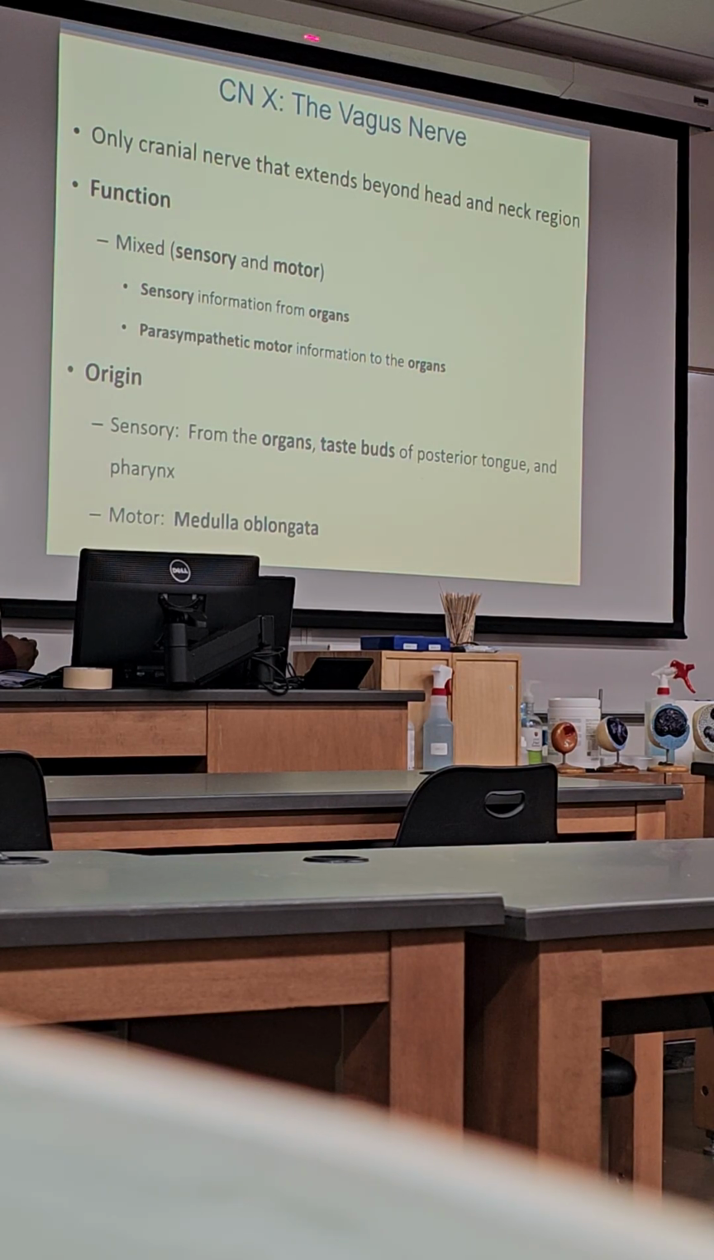Cranial nerve 10, vagus. Vagus is interesting. It's the cranial nerve, the only one that extends past the head and the neck. Vagus goes to all of our organs, okay? Its function is both sensory and motor, bringing in sensory information from all of the organs, okay? So heartburn, that information is traveling on vagus.